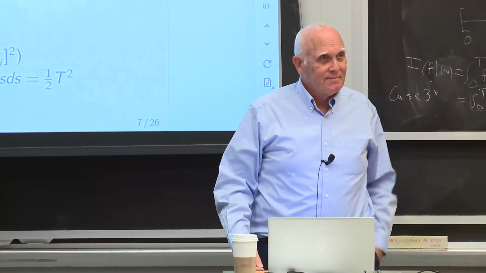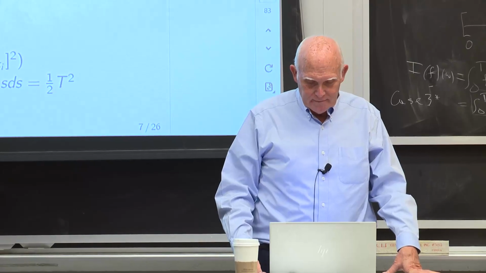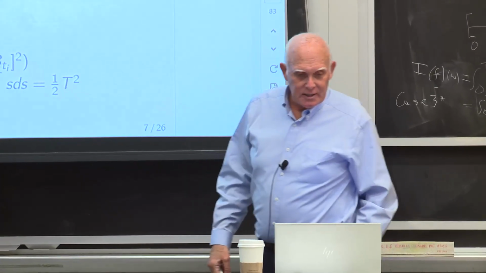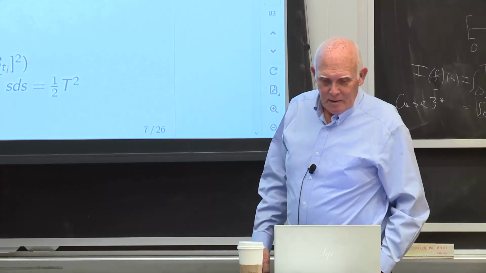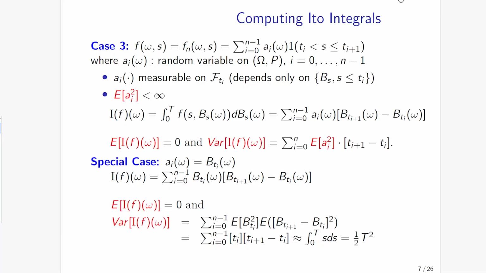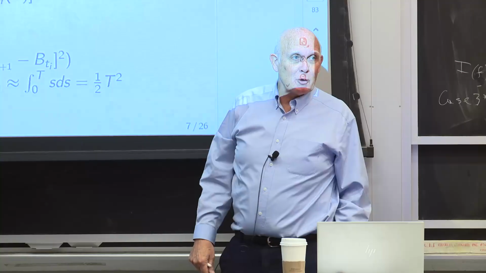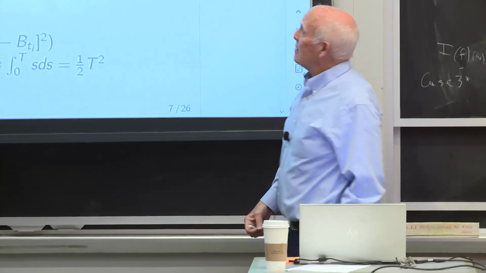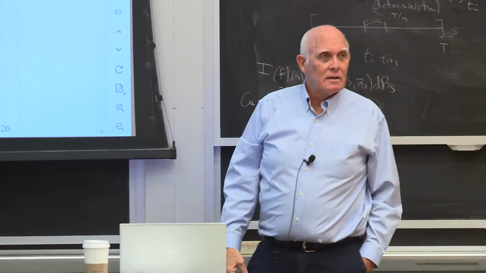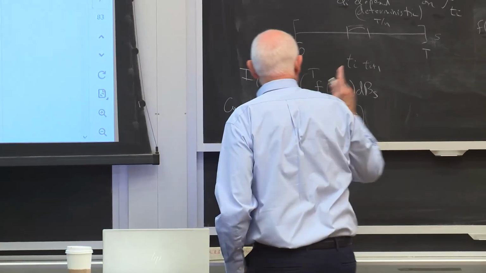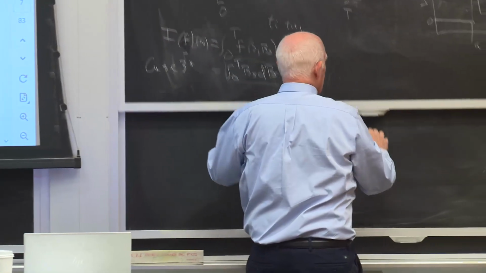How do you conclude that the expectation is 0? Okay, the expectation is 0 because each of these increments here have expectation 0. So we're assuming B of 0 is 0. But what if A_i is not independent? Because when you take the expectation inside the sum, you get... Okay, yep.